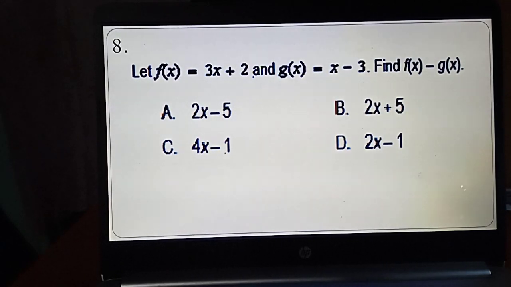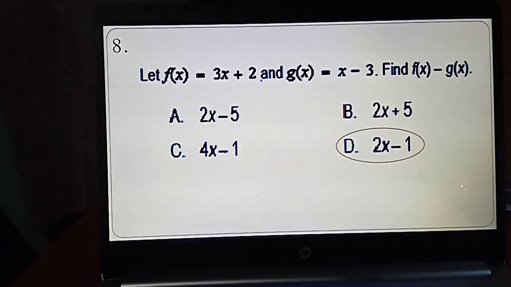Let us try to see the answer. Oh, this is the wrong answer. It should be letter B. Letter B is the answer. Okay. Not 2x minus 1.